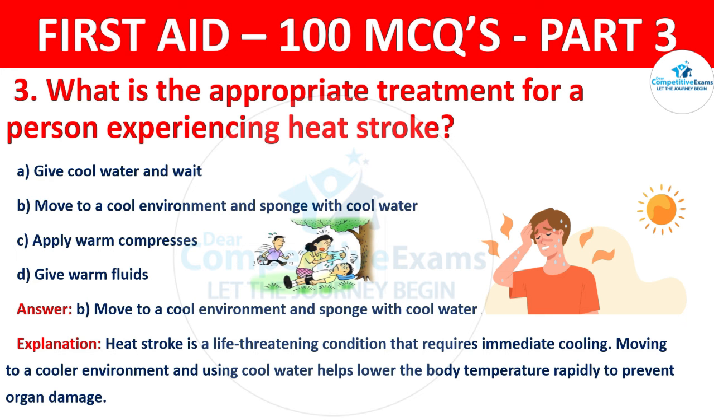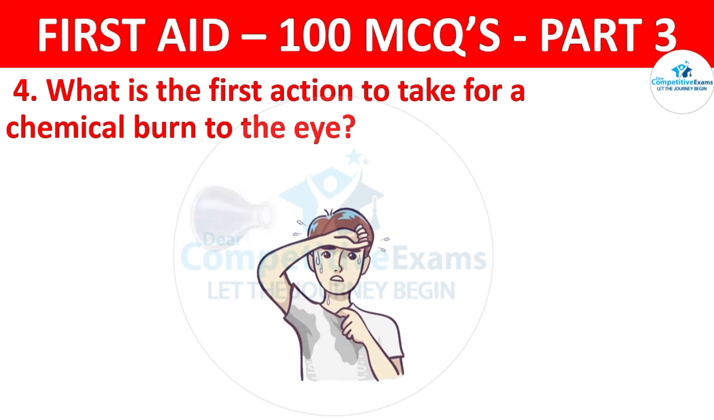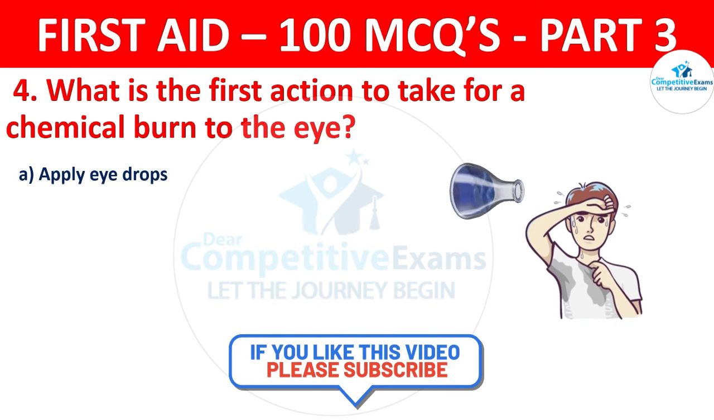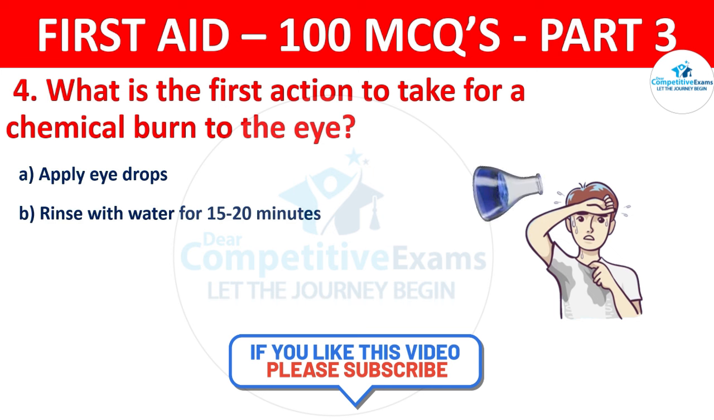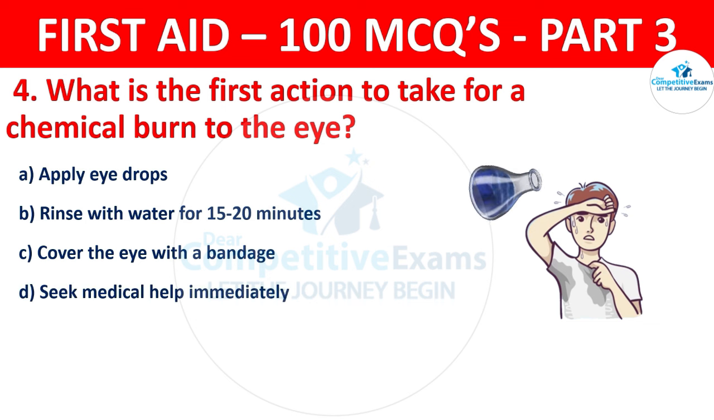Question number 4. What is the first action to take for a chemical burn to the eye? Your options are: apply eye drops, rinse with water for 15 to 20 minutes, cover the eye with bandage, or seek medical help immediately.